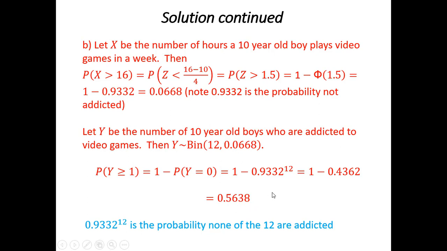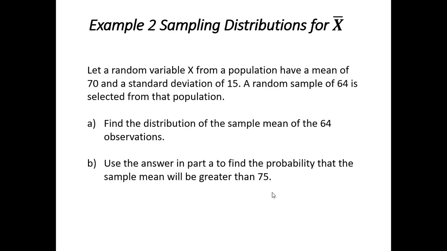0.5638. So again, you're picking 12 at random. The probability at least one is addicted, you could see here, is about 56%. Okay, so that concludes example 1.